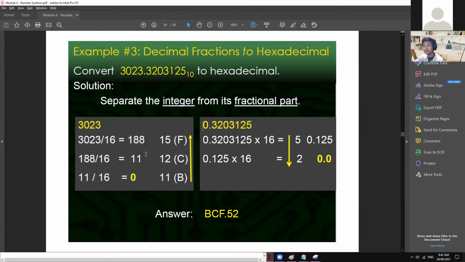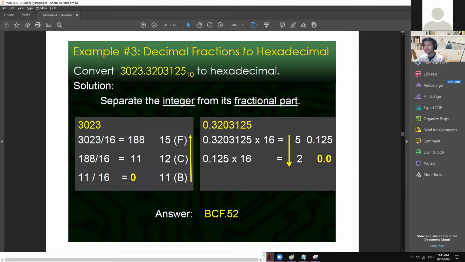So we cannot combine them as one since those two have different processes. In here we're getting the remainder, but in here we're getting the integer part. So that's why we have to separate those two. So 3023 for the whole number, and then 0.3203125 for the fraction part. As long as you know the process for the whole number, then you're good to go.